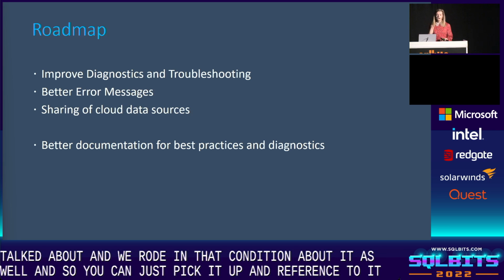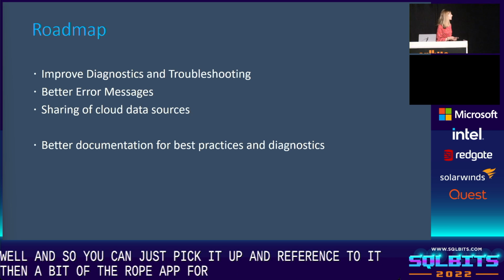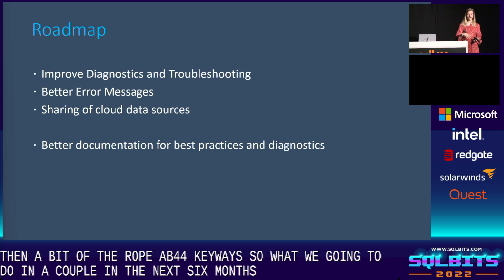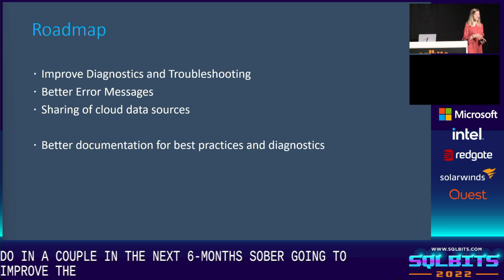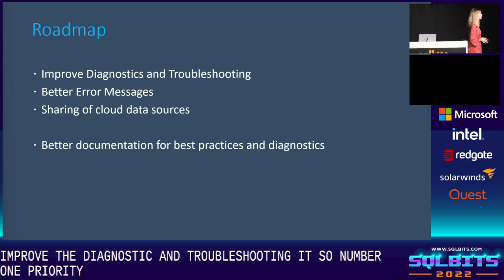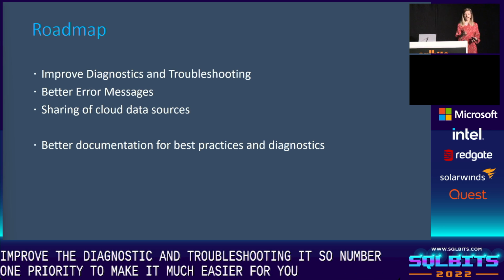Then a bit of the roadmap for gateways. So what we're going to do in the next 6 months. We're going to improve the diagnostics and troubleshooting. That's our number one priority, to make that much easier for you. That also includes better error messaging.